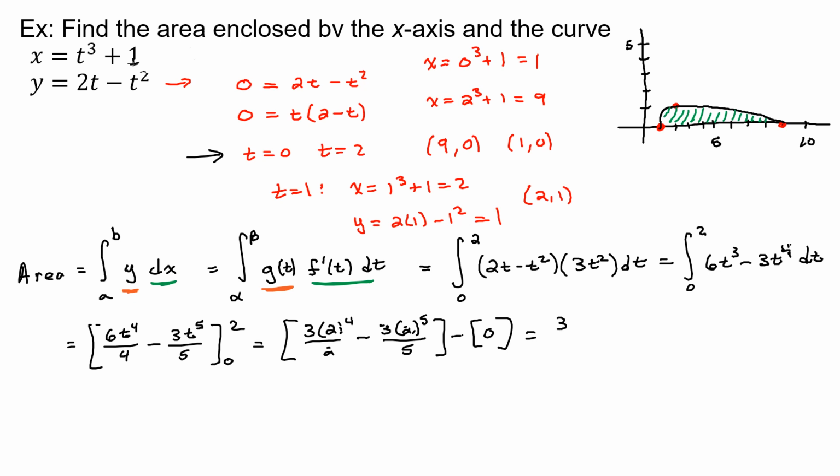2 to the 4th is 16. So I'll get 3 times 16 over 2. And 2 to the 5th is 32 over 5. 2 goes into 16 8 times. 8 times 3 is 24. So this is 24. 5 doesn't go into 32. So that's not good, but it's not that bad. 32 times 3 is 96. 96 over 5.